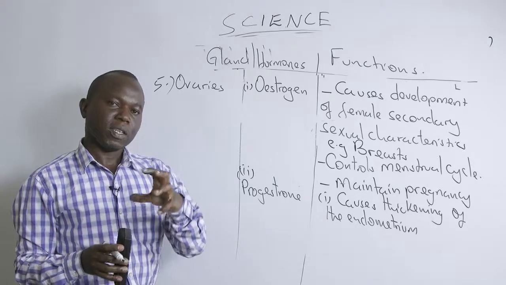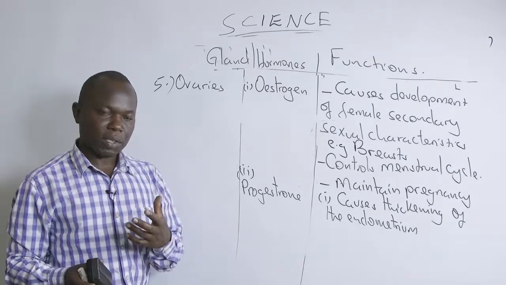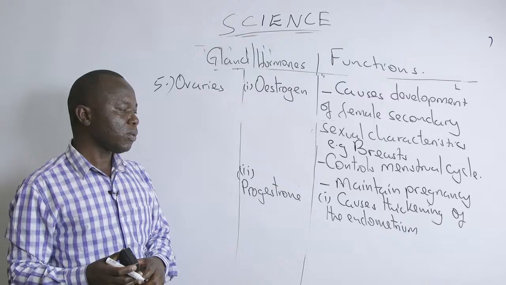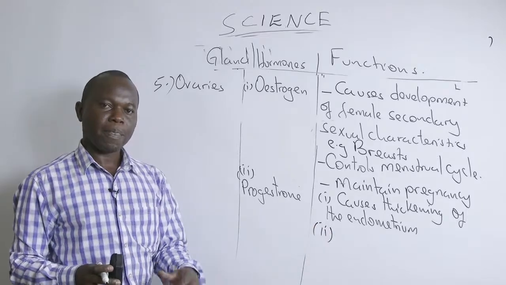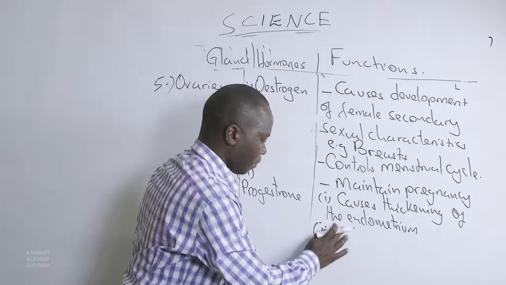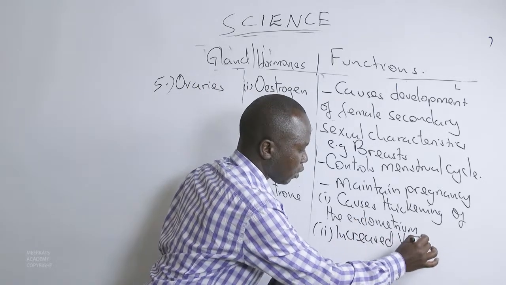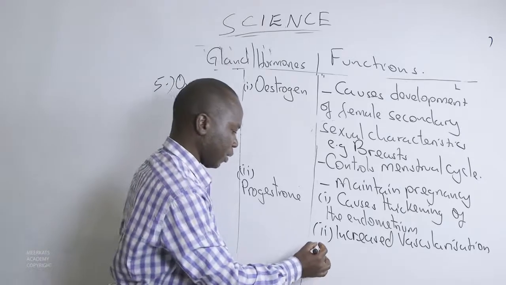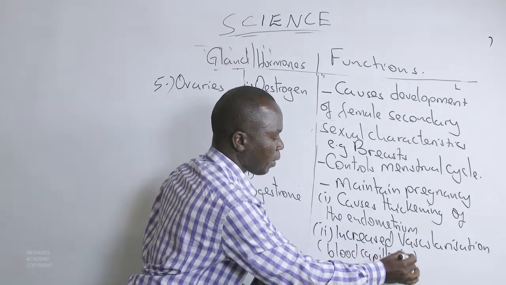It has to be thick so that we can have implantation of the zygote. After implantation, the zygote is now called the embryo, and the embryo develops into the fetus. And then another way in which it maintains pregnancy is by increasing blood vascularization. It causes increased vascularization. Vascularization means a high supply of blood capillaries. So there will be increased blood capillaries in the uterus.